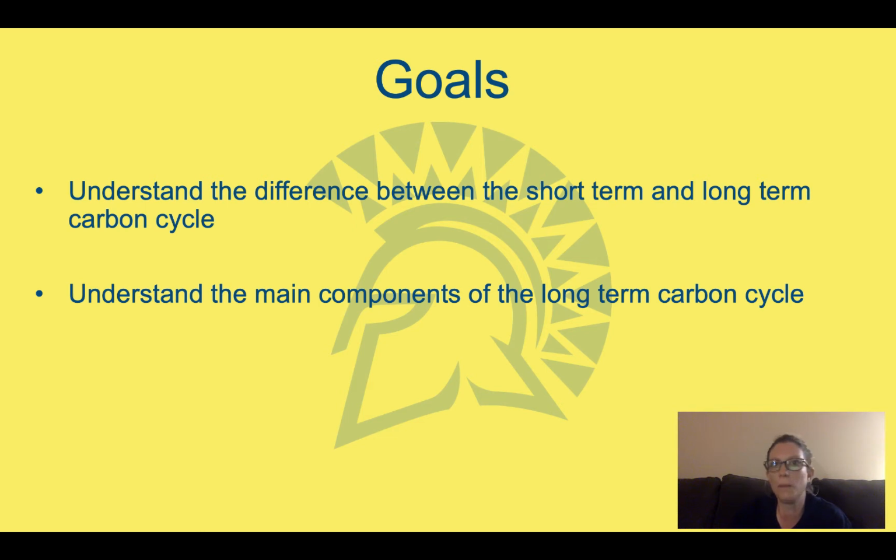I do have a couple goals for you for this specific lecture. I want you to be thinking about these things as you watch it. Understand the difference between the short term and the long term carbon cycle, and also understand the main components of the long term carbon cycle.